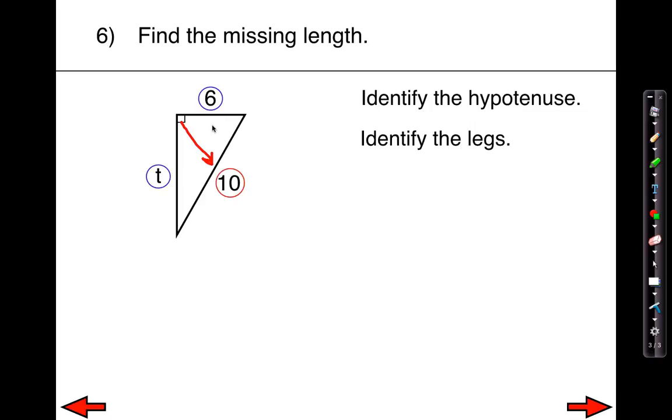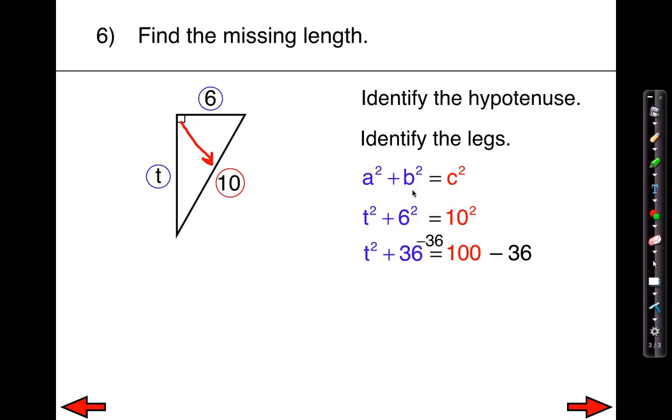So here, plugging into our formula, a squared plus b squared equals c squared, you should end up with something along the lines of t squared plus 6 squared. Again, these can be reversed and it doesn't matter, equals 10 squared. Now we have t squared plus 36 equals 100. We're going to isolate t squared by subtracting 36 from both sides, and I'm left with t squared equals 64.